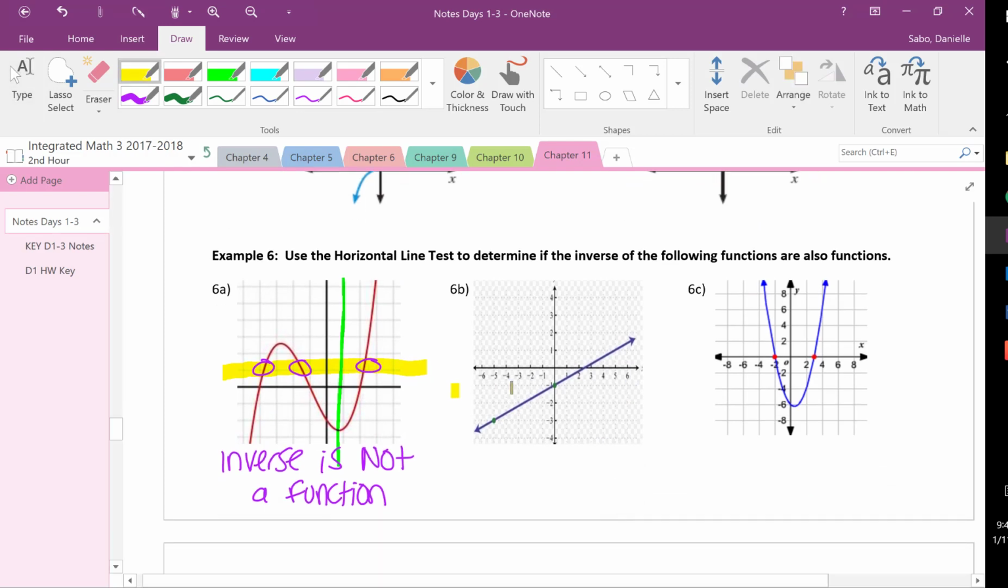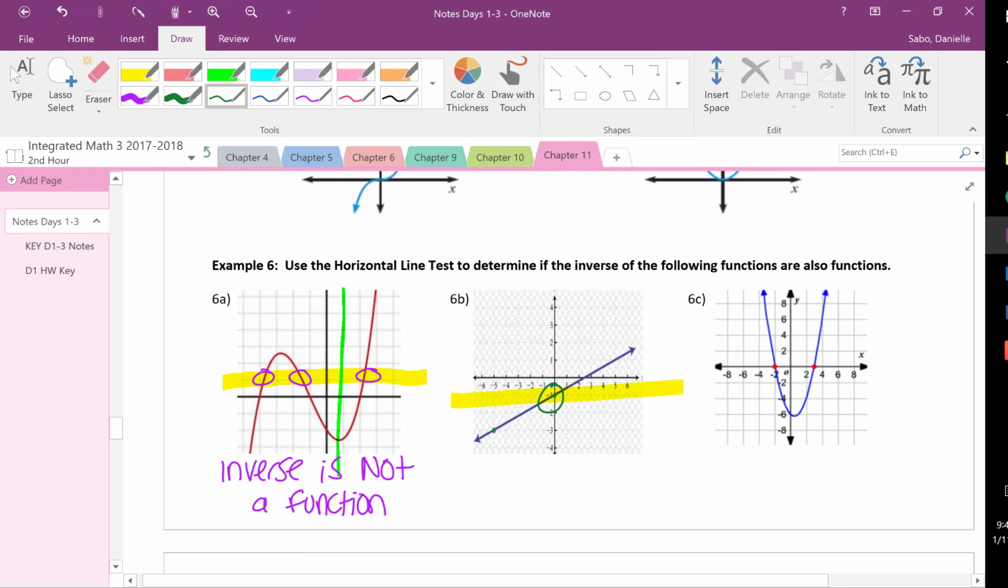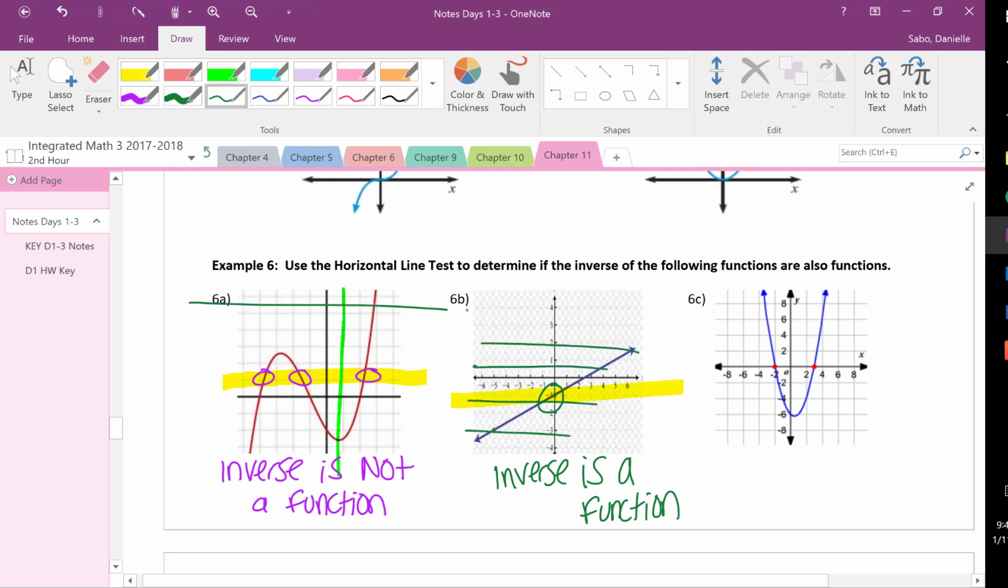Okay, so let's try it again. I'm going to draw one horizontal line here. How many times did my horizontal line intersect my original function? 1. So is the inverse a function? Yes. The question back there was, how do you know where to draw your horizontal line? It has to be any horizontal line. If Miss Sable had drawn the horizontal line up here, it would look like it passed, but it has to work anywhere on the graph. That was a good question.